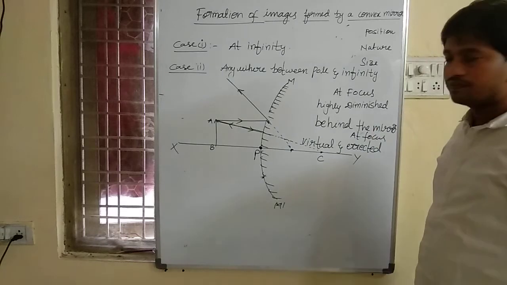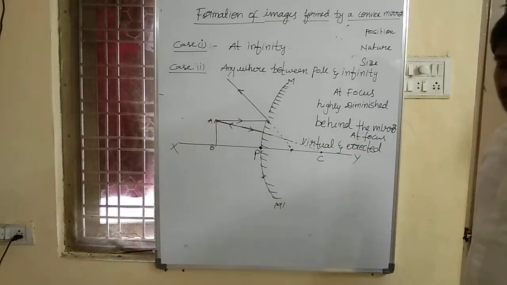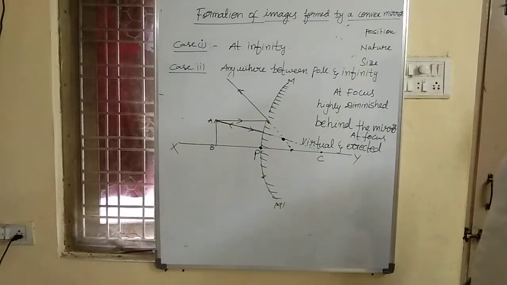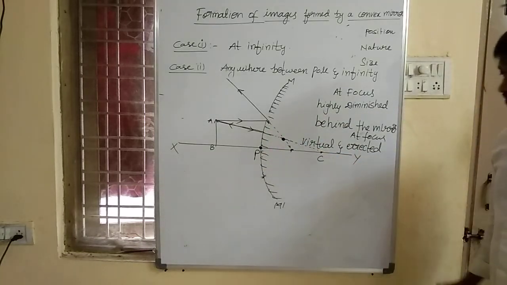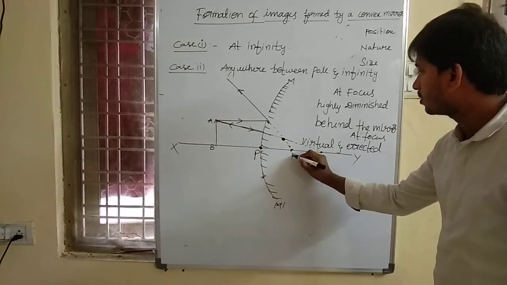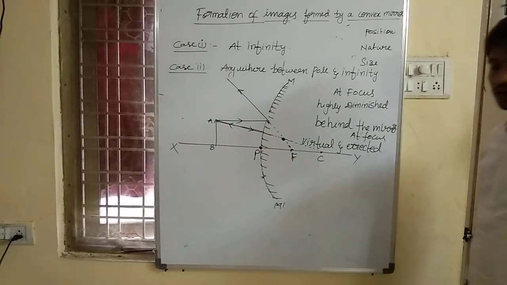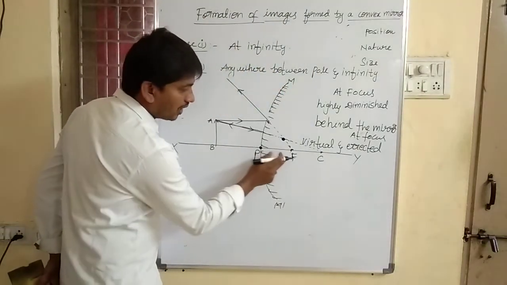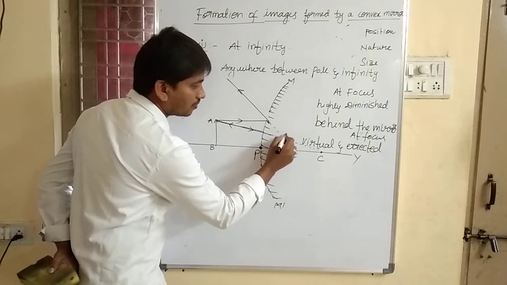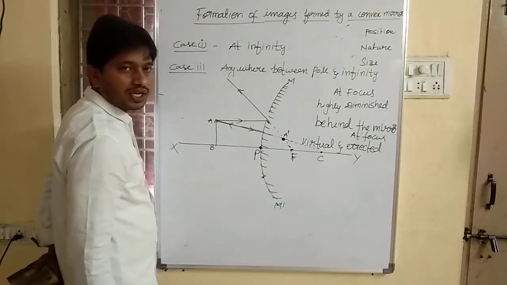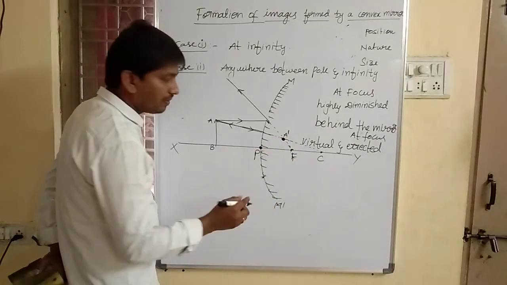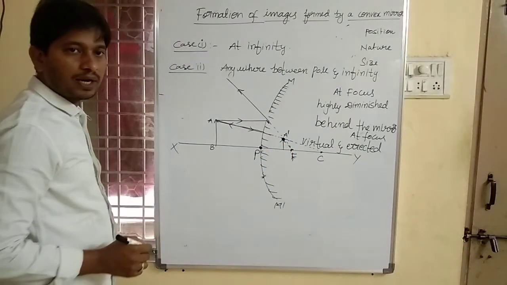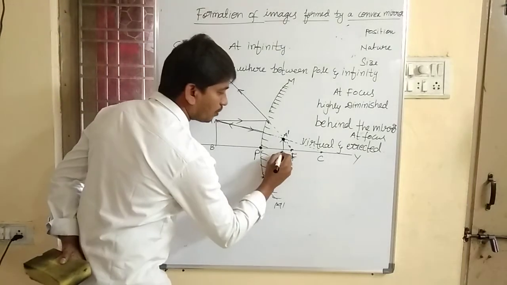Okay, if you observe here, these two reflected rays appear to meet at this point. Okay, this is our focus. You can observe here, we got the image between pole and focus. So this is my intersection point A dash. To get the complete image, I need to draw a perpendicular to the principal axis, which is my point B dash.